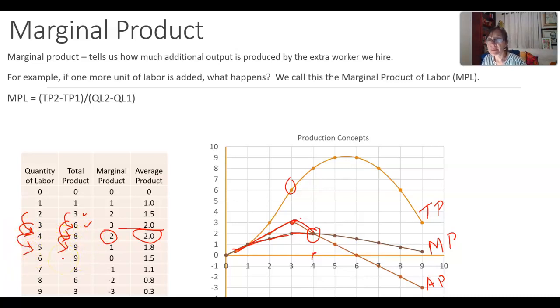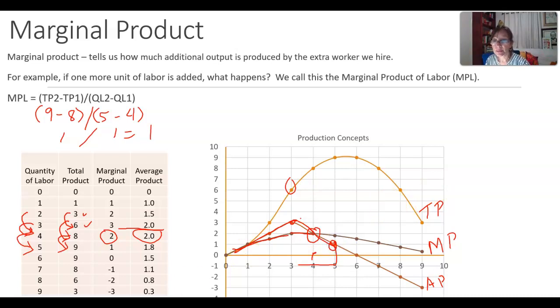So our TP2 is 9, minus our total product 1, 8, divided by quantity of labor, 5 minus 4. So it's 1 over 1. So 1 divided by 1 equals 1. So this means that the last person we hired only added 1 unit of output to the production process. Okay, so now we're over here on 5 people, and marginal product is right there.